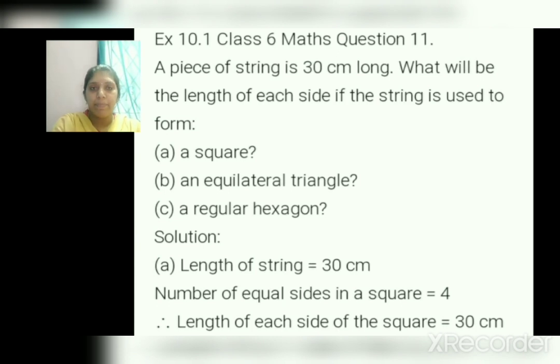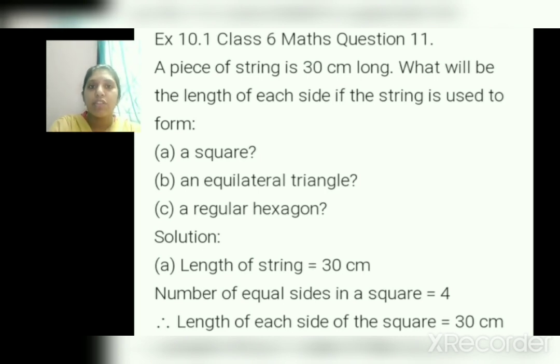Question number 11. A piece of string is 30 centimeter long. What will be the length of each side if the string is used to form a square, an equilateral triangle and a regular hexagon? This is the question. Here the total length of the string is given. Totally the string is 30 centimeter long.